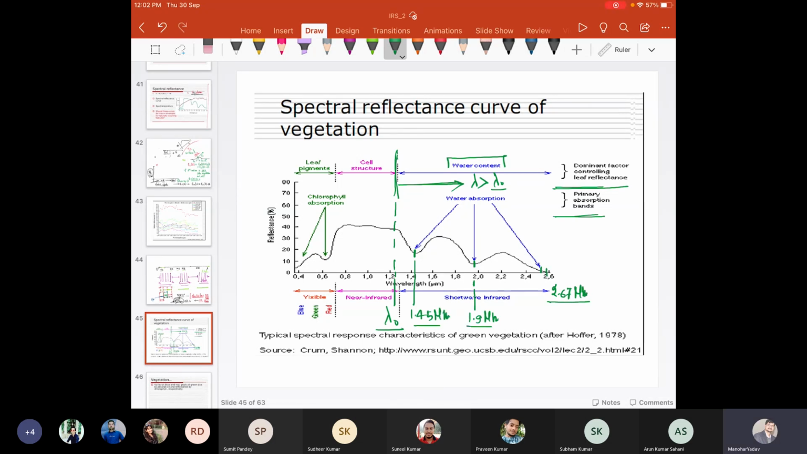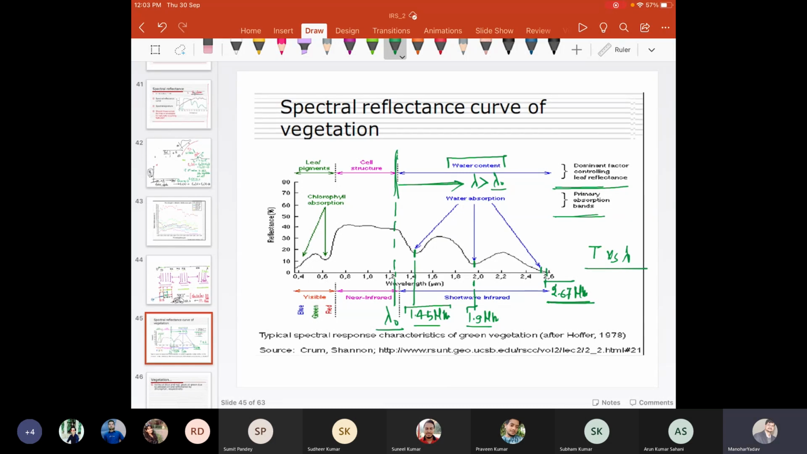And I told you to remember this water absorption band. We never designed the sensor around 1.45, 1.9, and 2.67 micrometer. Even in the atmospheric transmission versus wavelength curve, there is a very sharp valley. The reason is that there is a kind of resonance within the H2O molecule, and due to this resonating phenomenon, it entirely traps the energy at these wavelengths.